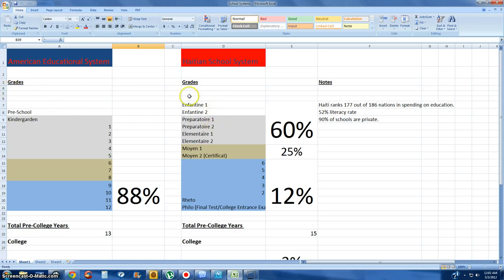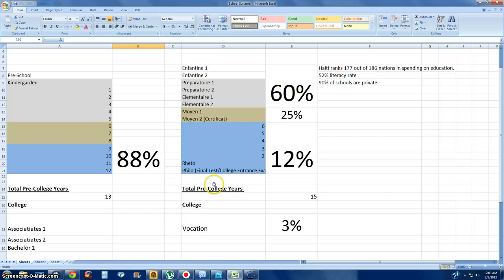Okay, so the layout is as follows. As you can see, grades, preschool level, they have two grades, Enfantin 1 and 2. For kindergarten, we have this and they have that. For the middle school, we have 6, 7, 8. They have Moyen 1 and Moyen 2. And at Moyen 2, they take a test. In high school, you have 9, 10, 11, 12, obviously. Here's the high school, and so on and so forth.